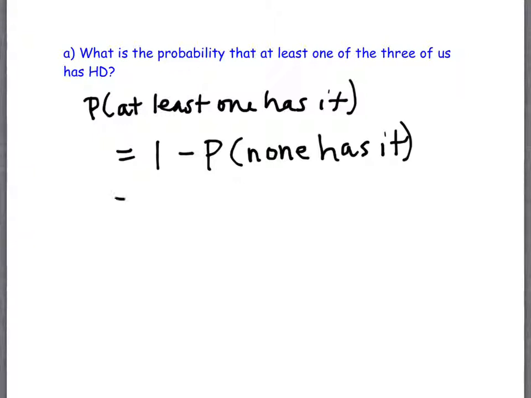Okay? So this is 1 minus. Now take a look at that last line of probability. What is the probability, or how would you find the probability that none of us has Huntington's? What would you do? Right. You're going to multiply along that final branch, the branch where none of us has it, and you're going to multiply those together, and then you're going to subtract that from the number 1. What do you get?